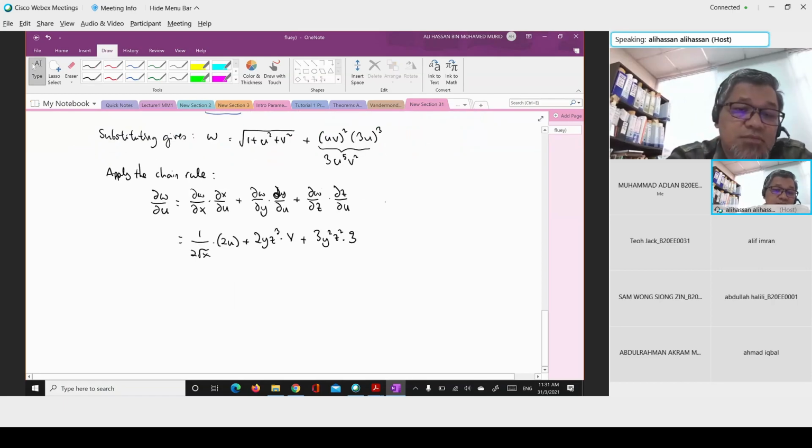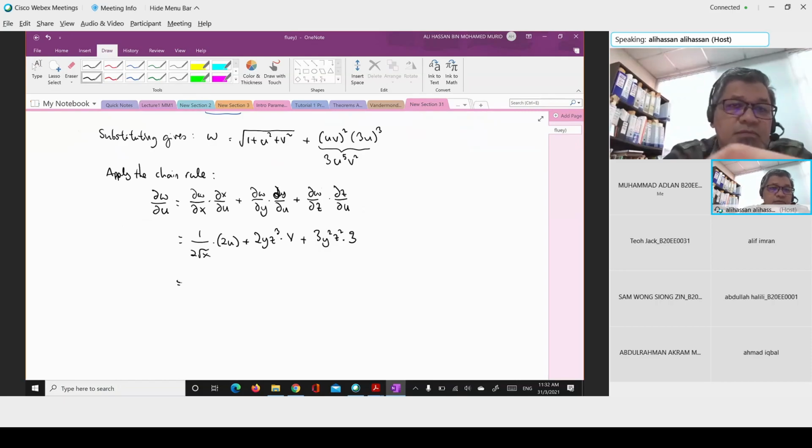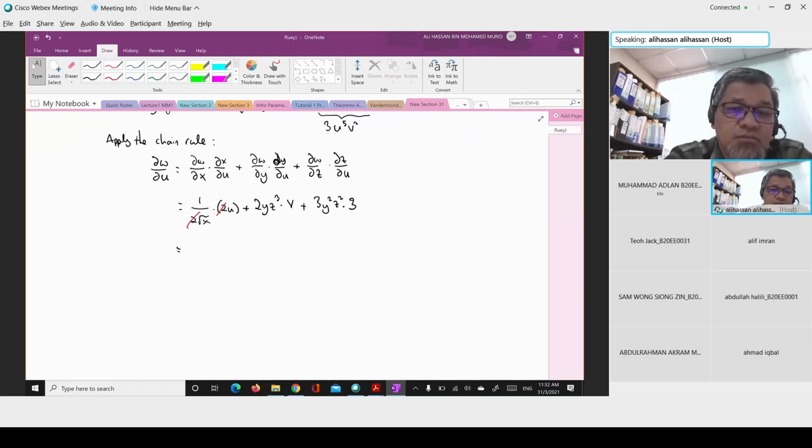Okay, here we have w partial u in terms of x, y, u, and v. So the next step is to replace x, y, z in terms of u and v. Notice that the 2s cancel out, so here we have u. And then recall that x is 1 plus u squared plus v squared.